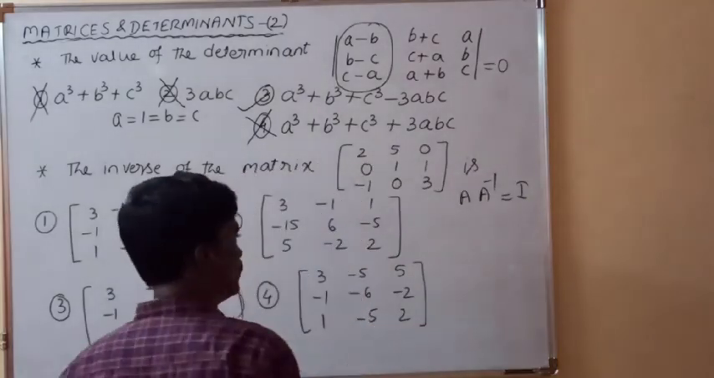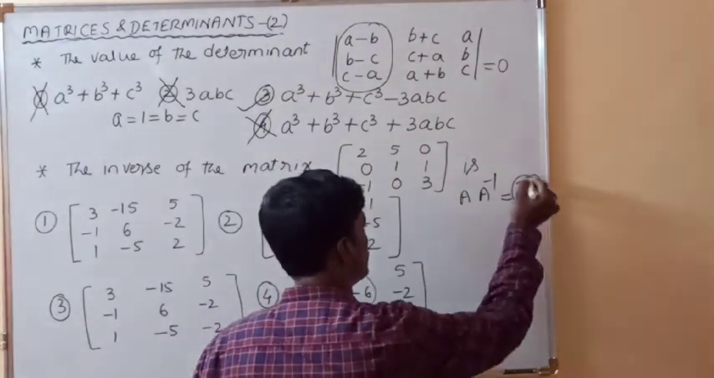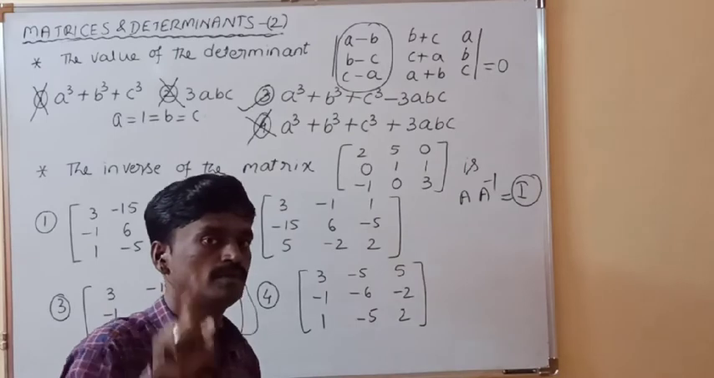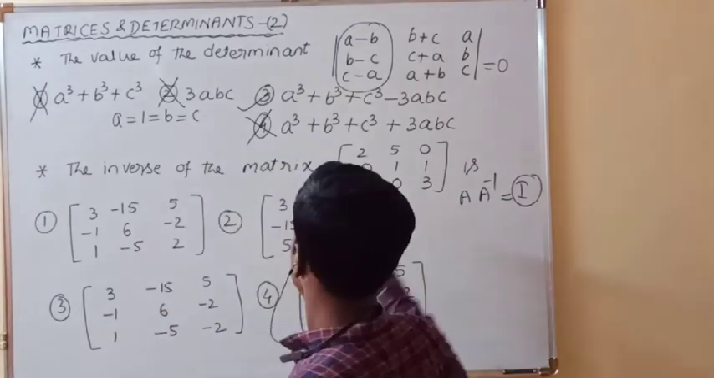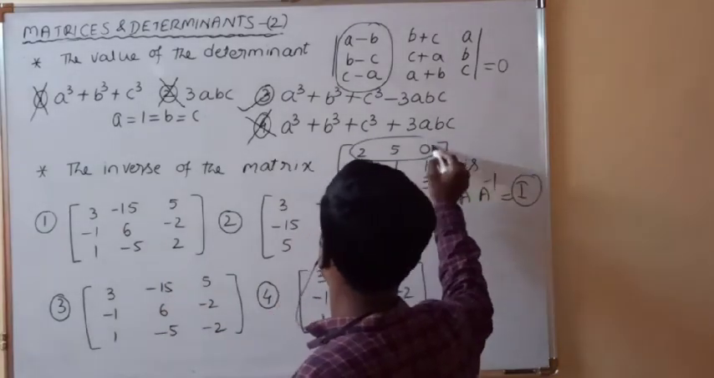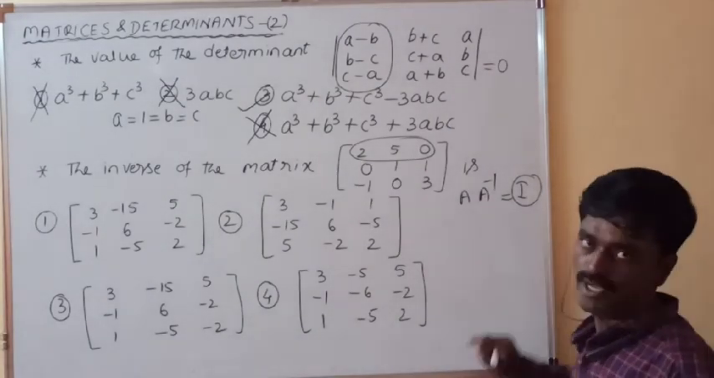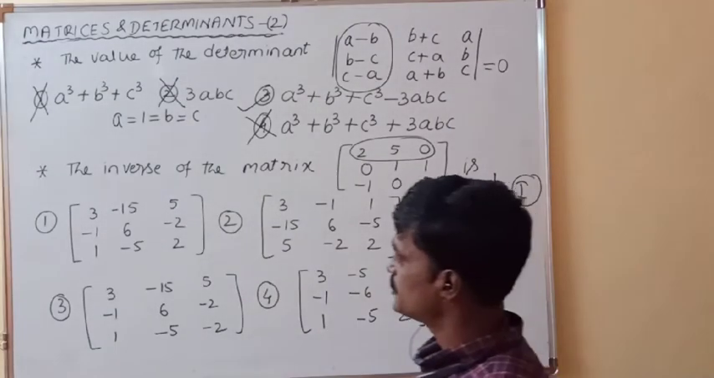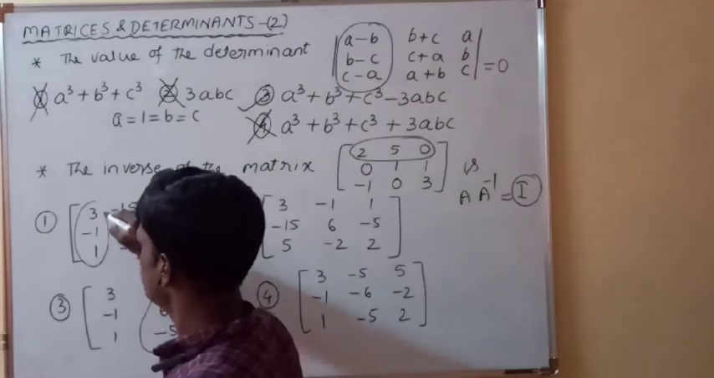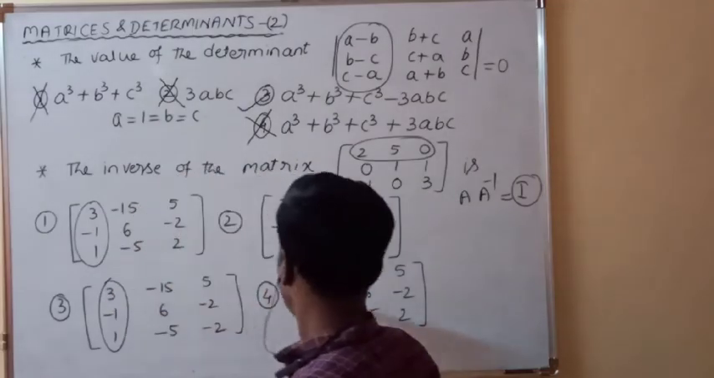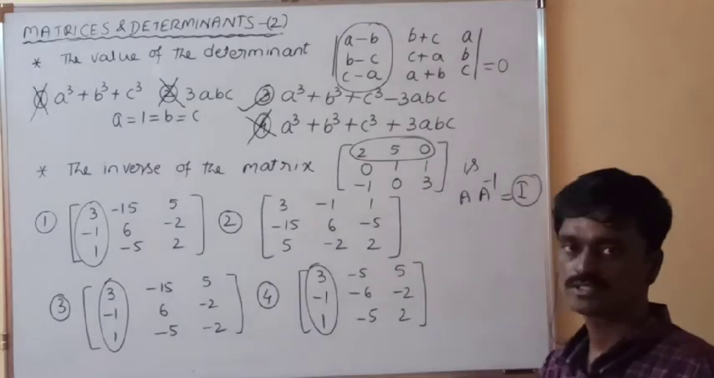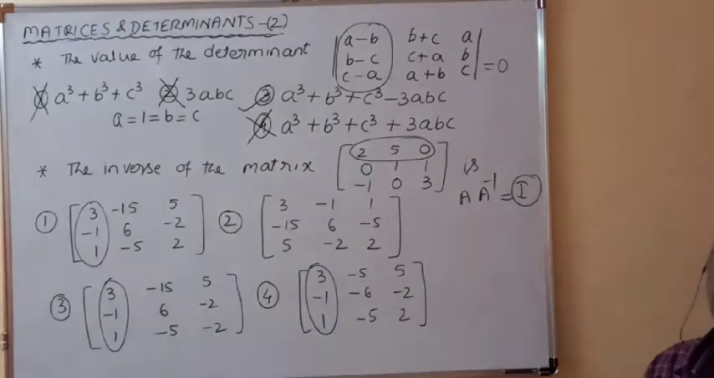So just to get, what is the first element in the identity matrix? First row, first column element, one only, na. So then you take the first row of A and the first column of A inverse. And if you observe, in the first option, third option and fourth option, the first column elements are the same.